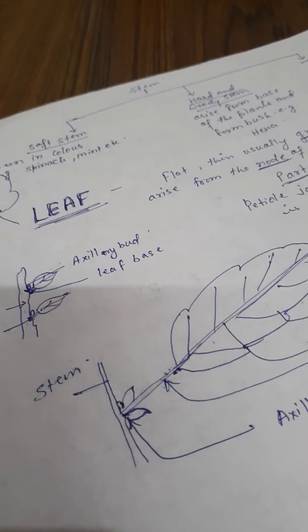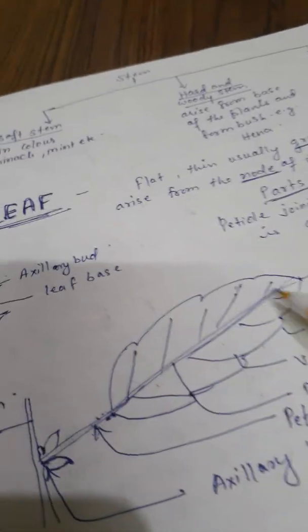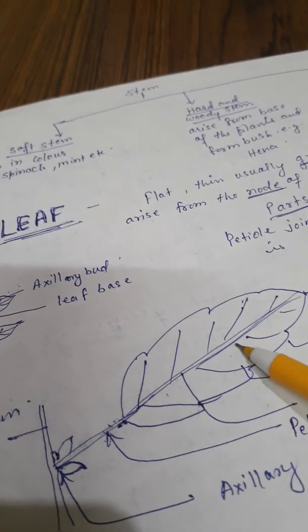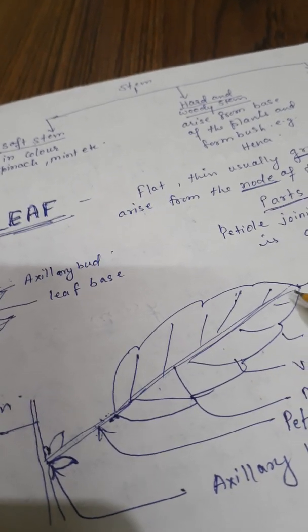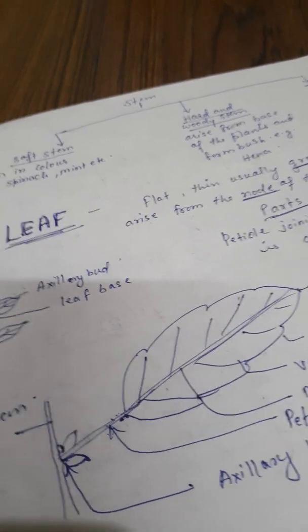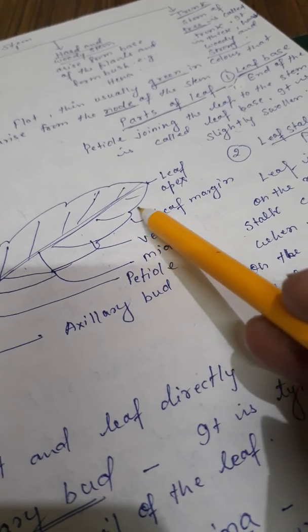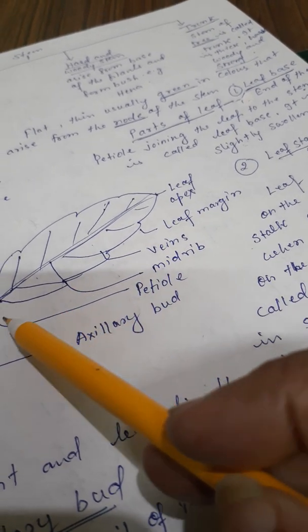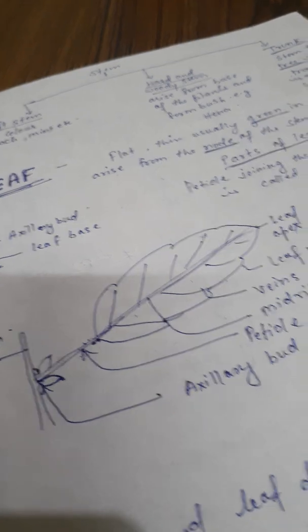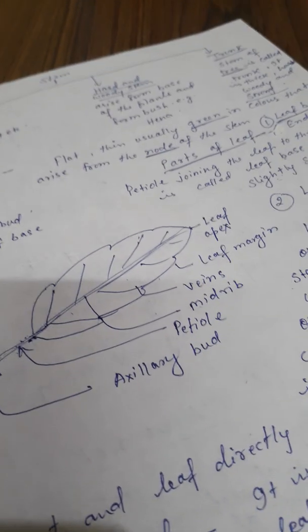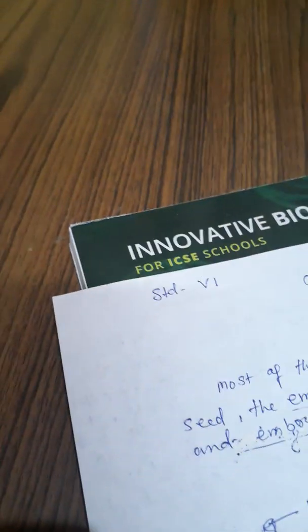The tip of the lamina is known as leaf apex. This is lamina, broad, thin part, and the tip of the lamina is called leaf apex. Fifth, leaf margin. This is leaf margin. The edge of the leaf blade is called leaf margin.